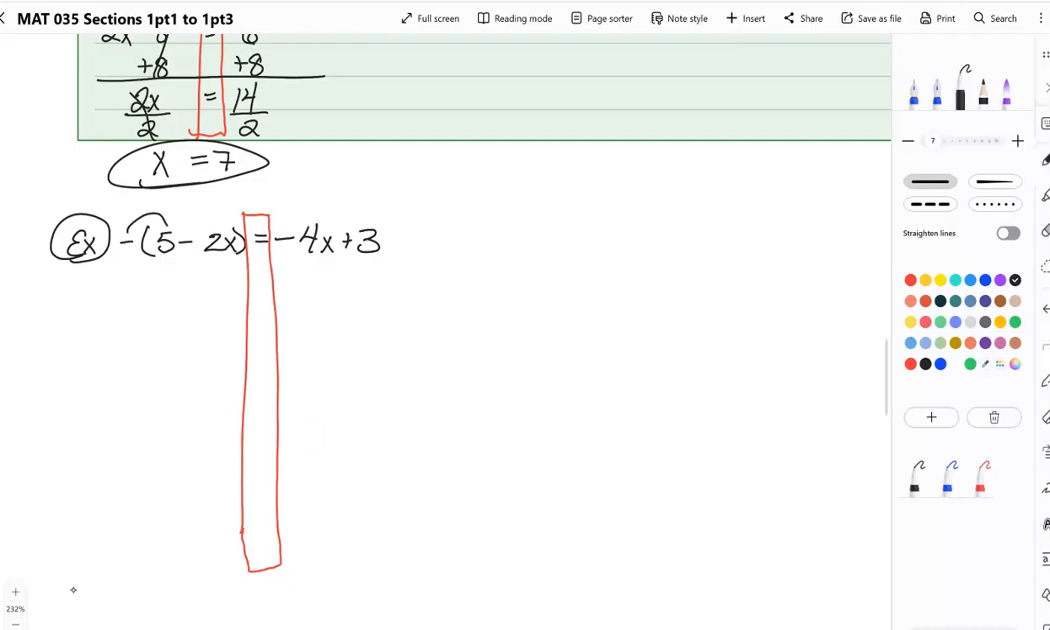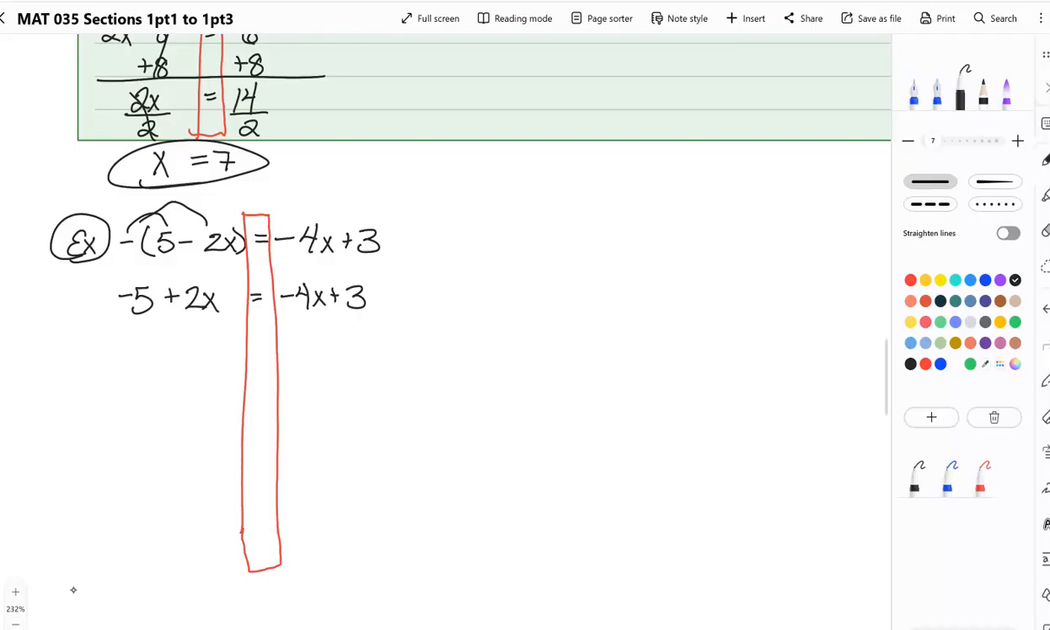So I'm going to distribute that negative. So this is negative times, that's an understood negative 1. So negative times 1 times 5 is a negative 5. Negative 1 times a negative 2x is a positive 2x. And that's equal to negative 4x plus 3. And then we're going to do the same thing. We want to get all the variables on one side. I'm going to move them all to the left.